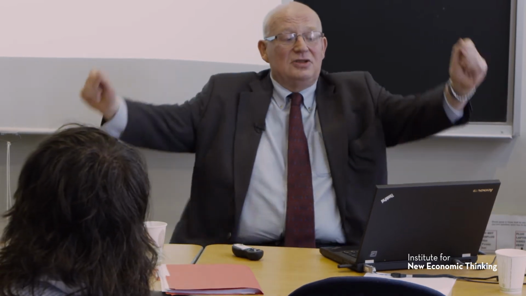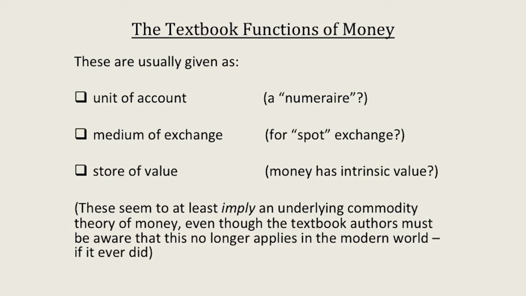Now, if you pick up a textbook on money, the textbook functions of money are usually given as a unit of account. But in neoclassical theory, that's not actually taken particularly seriously. The unit of account is a numeraire and so forth. It's not really a unit of account per se. It's literally a numeraire. You pick one commodity out of a bunch of other commodities to be the unit of account.